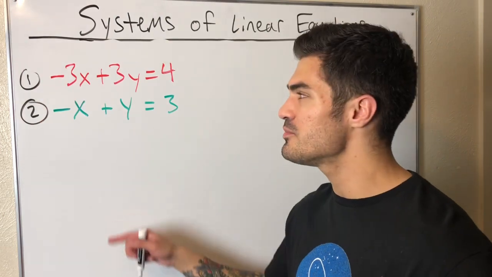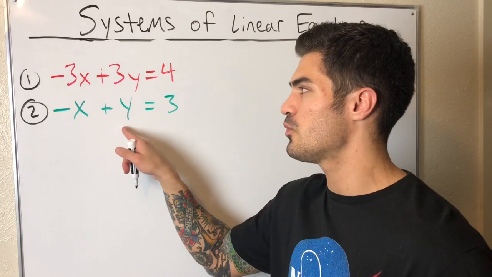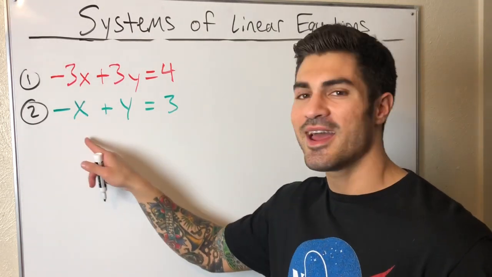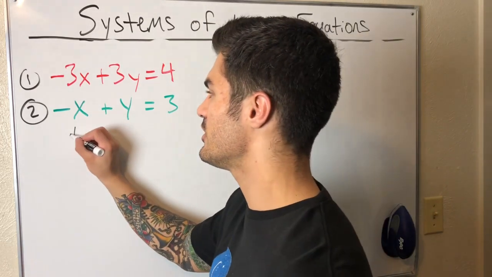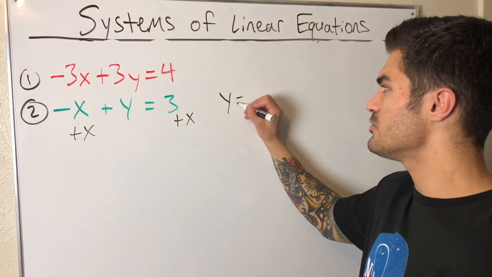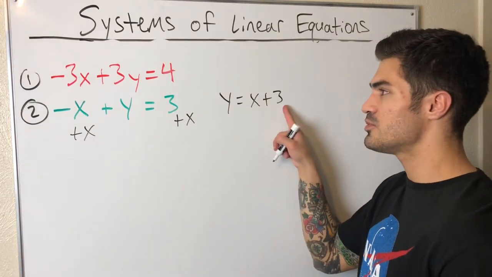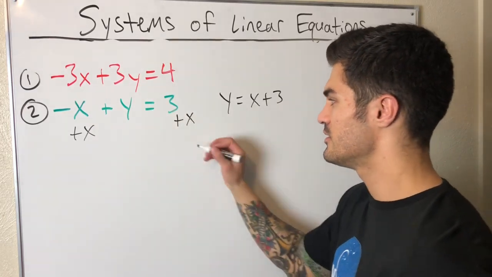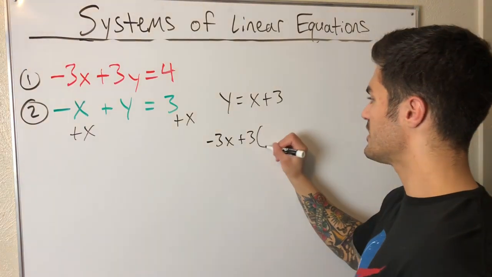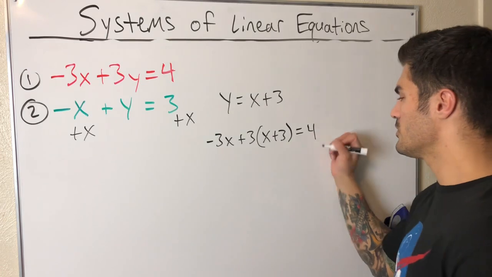All right, so for this example, I could probably solve for x or y in the second equation. I'm going to go ahead and solve for y. Since this coefficient is positive 1 and this one is negative, I can add x to both sides. So that's what I'm going to do. Plus x, and I'm left with what? y equals x plus 3. So now I'm going to substitute in x plus 3 where this y is. And what do I get? Negative 3x plus 3 times x plus 3 in parentheses equals 4.